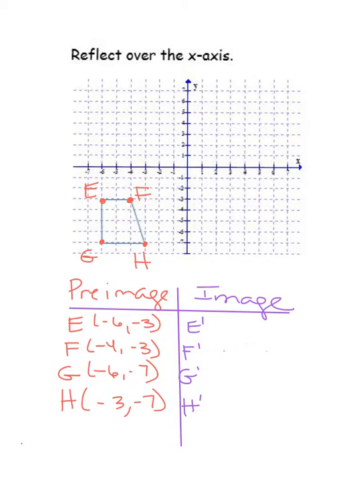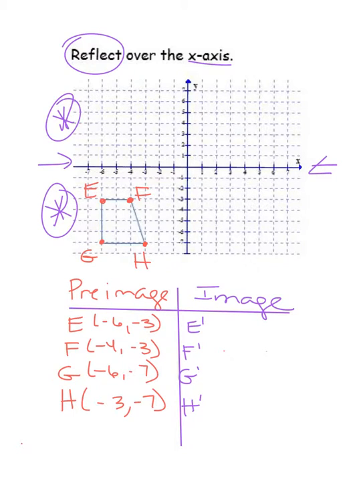In our next transformation, we're going to look at reflections. This reflection is talking about going over the x-axis. So the x-axis is right there. So right now my pre-image is in quadrant 3. When I reflect over my x-axis, I should end up in quadrant 2. So let's see what we have.